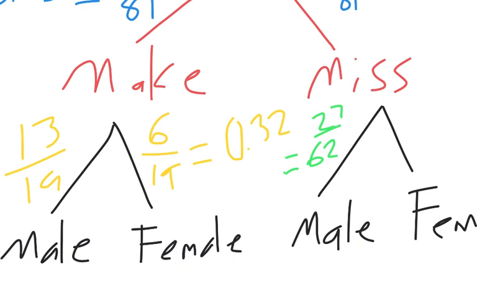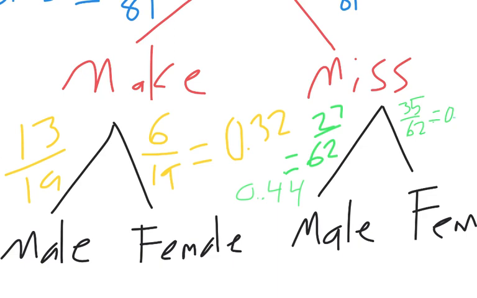Okay. Can y'all see that? Let me make it a little bold. That's better. Okay, and then out of the people who missed, what proportion were female? 35 out of 62, which is 56%.